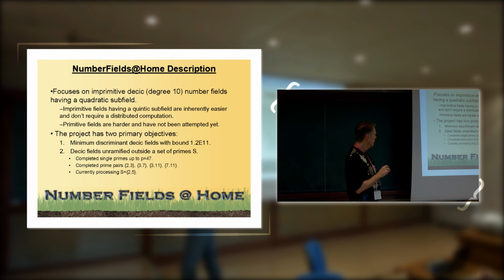If you consider the set 2, 5, there are 7 quadratic subfields that are ramified at either 2, 5, or both 2 and 5. And so what you do is you do a search for each of those quadratic fields. And so far we've done the first 2, and we are currently on the 3rd one.